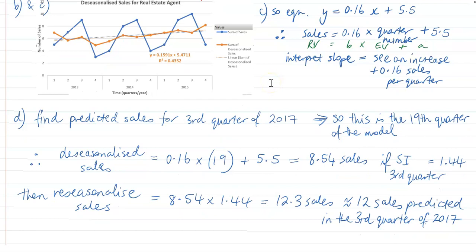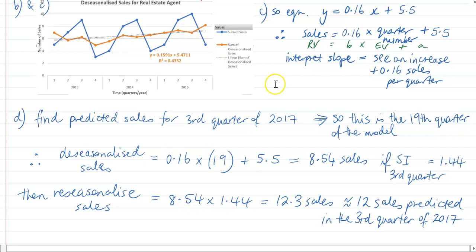Alrighty, hopefully that's helped you all review how to deseasonalize your data using Excel, and that process, as you can see, gives us a reasonable model that we can use to make predictions for future values. Just making sure that we re-seasonalize any values that we find with the model to give a more realistic outcome.